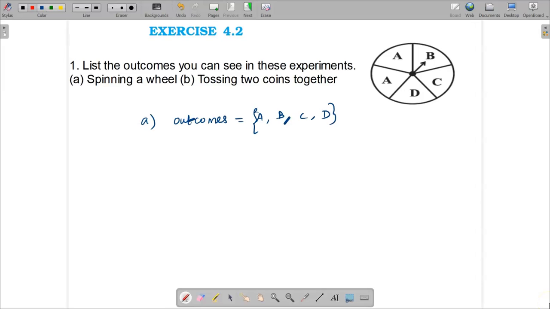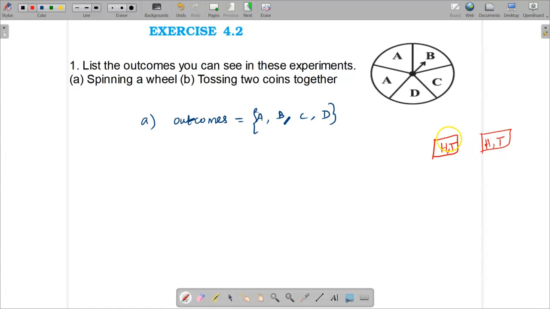And the second subdivision is tossing two coins together. Whenever we toss two coins, in one coin I will have either head or tail. One side is the head, the opposite side is tail. So there is a possibility to get either head or tail in one coin. Similarly, the other coin is also there, where I can again get head or tail, both are possible.